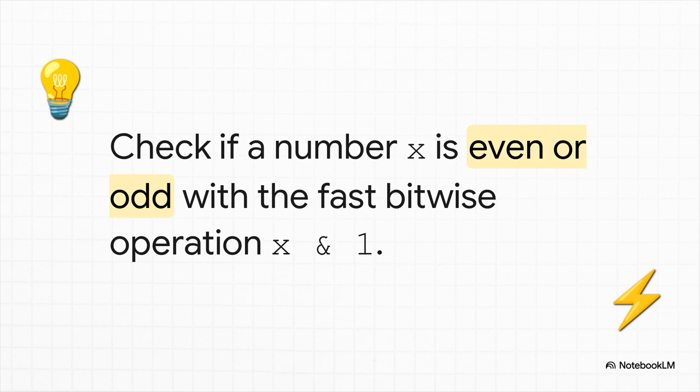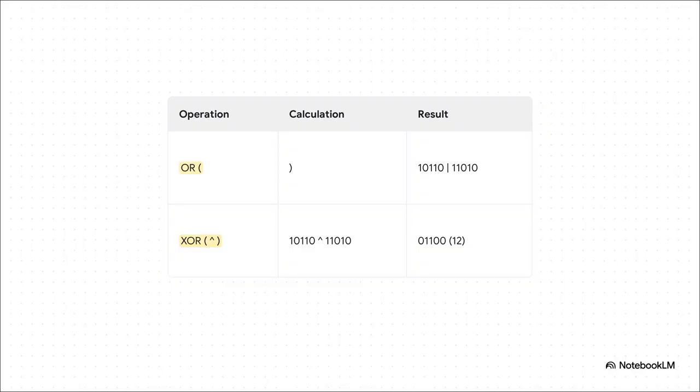So if the result is 0, the number was even. If the result is 1, it was odd. It is insanely fast. Next up, we have OR and XOR.